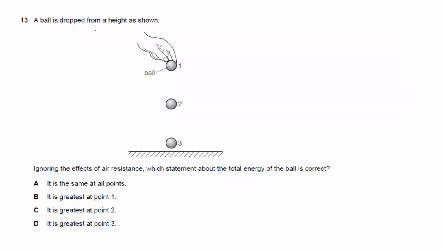Question number 13. It says a ball is dropped from a height as shown. Ignoring the effects of air resistance, which statement about the total energy of the ball is correct? So remember, at this point, the ball has completely potential energy. At this point, the ball will have only kinetic energy just before falling, or negligible potential energy. And at this point, the ball will have both potential energy and kinetic energy. Overall, the law of conservation of energy states that in the absence of any external force, that is air resistance or anything that dissipates the energy, the overall energy remains constant.